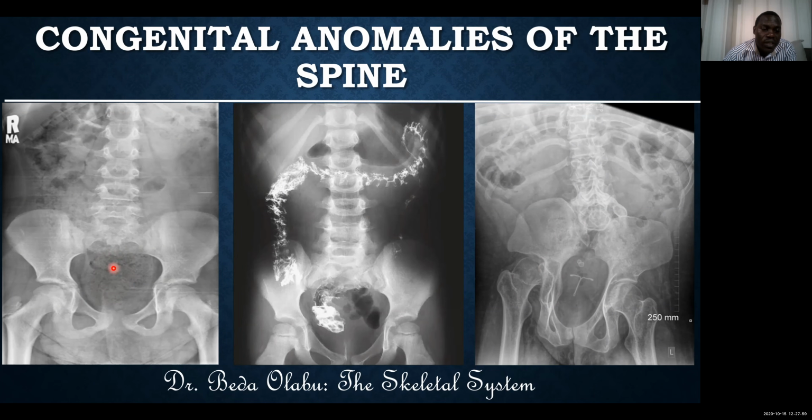This one here is absence of the sacrum. There's no sacrum in any of the bones. So we call it sacral agenesis. You can also call it caudal dysgenesis. We talked about it when we were looking at gastrulation.